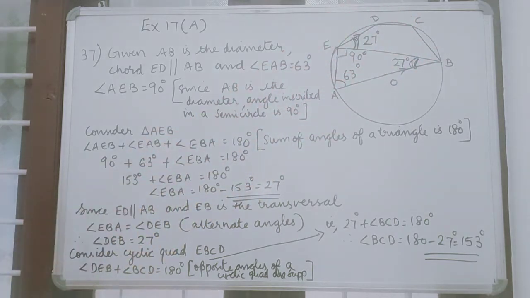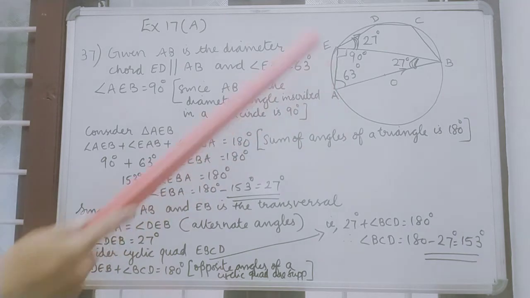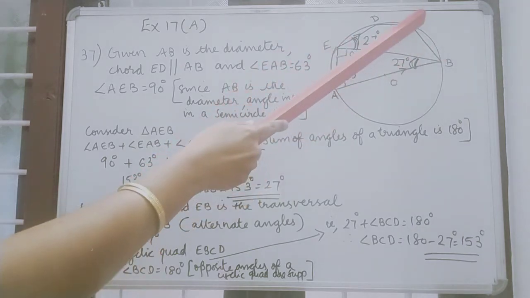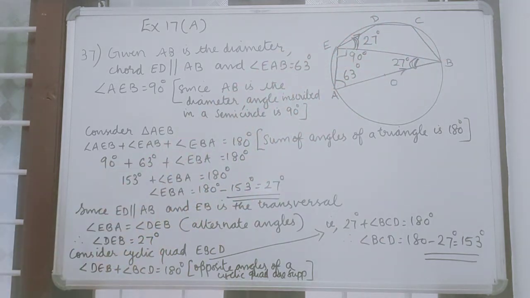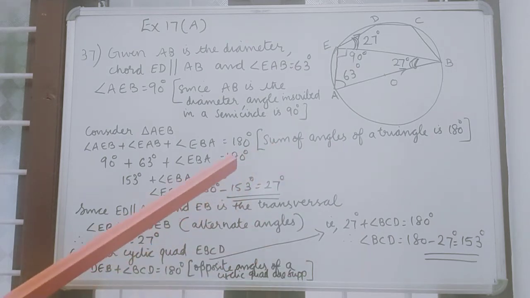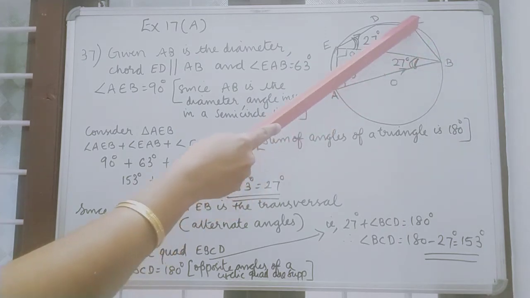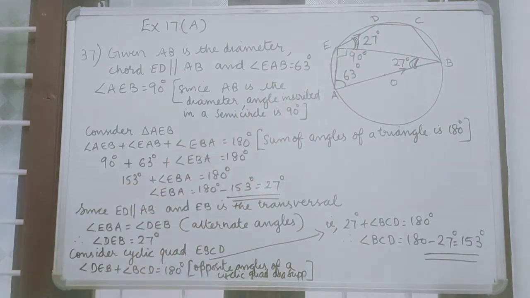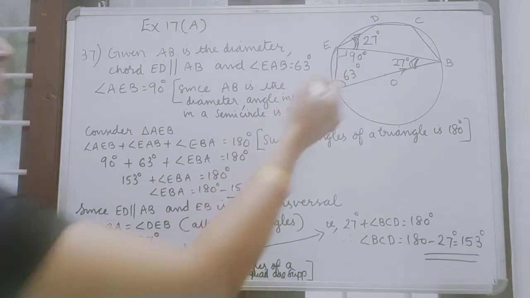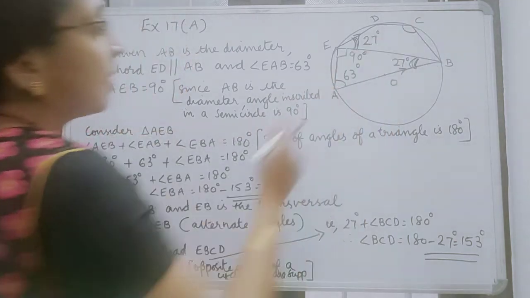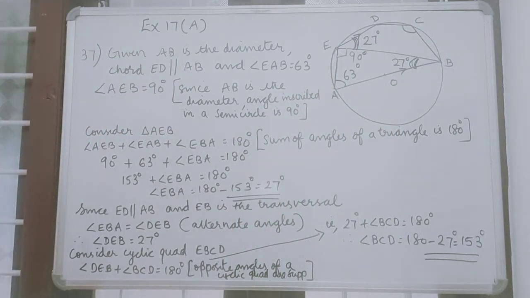Consider the cyclic quadrilateral EBCD. Why are we considering that cyclic quadrilateral EBCD? We want to find out angle BCD. So where is that BCD? This angle we want to find out. So consider this cyclic quadrilateral EBCD.